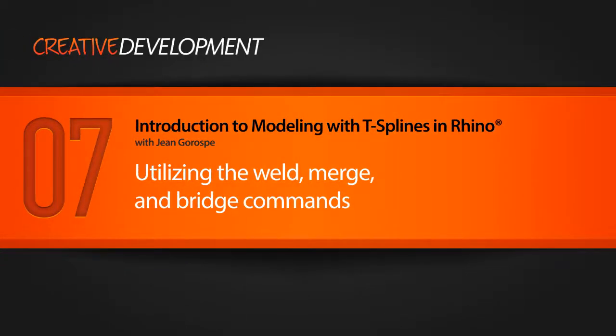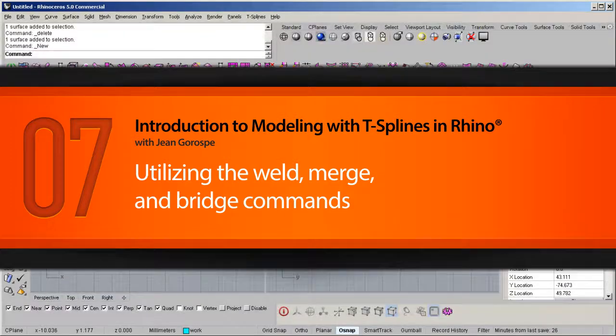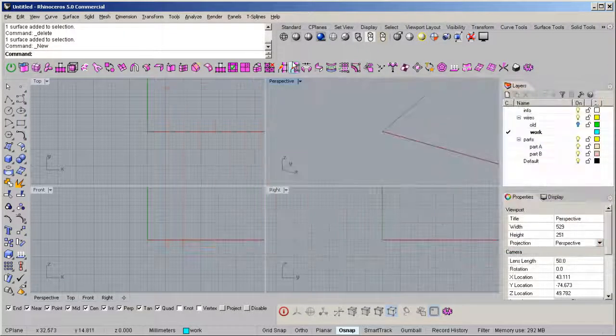In this lesson, let's continue to cover more tools in T-Splines. I want to cover now the weld points, merge edges, and bridge command. The way weld points works is, for this example, I'm going to draw a box.